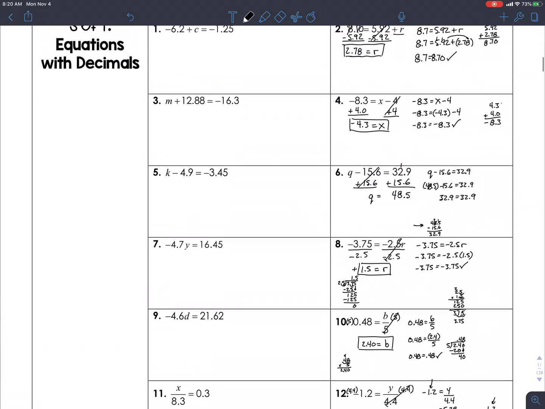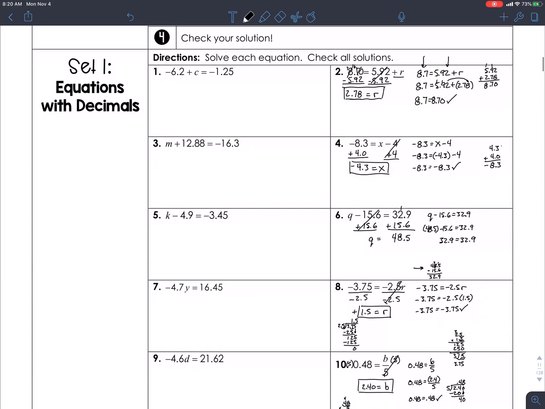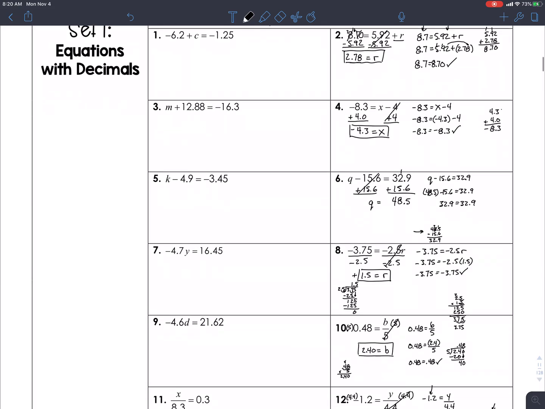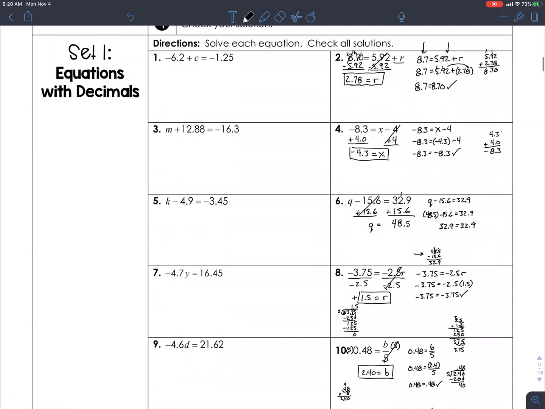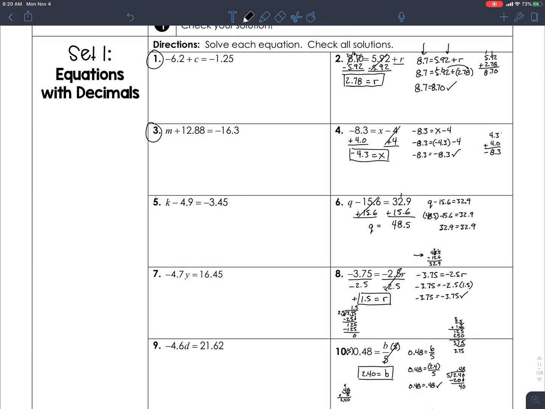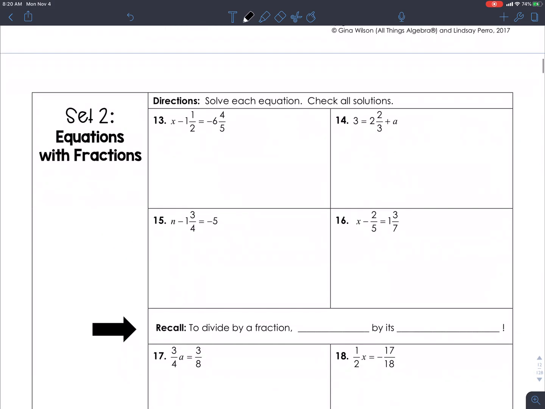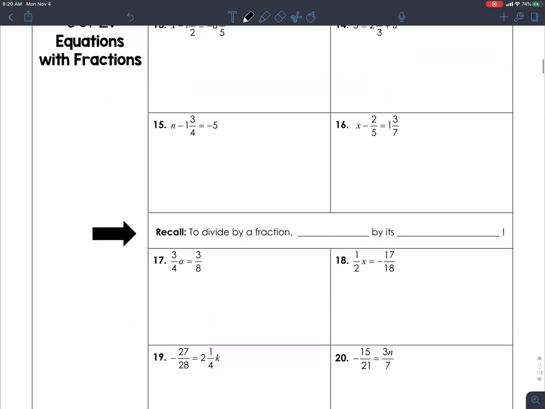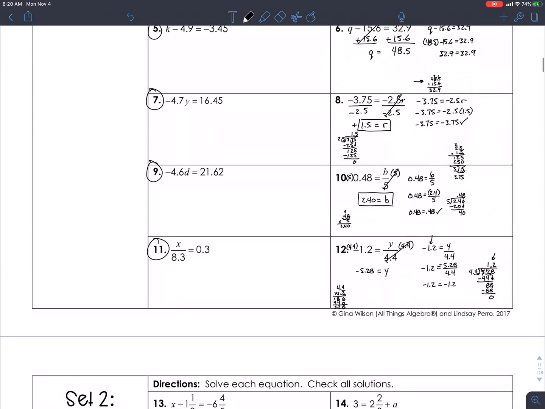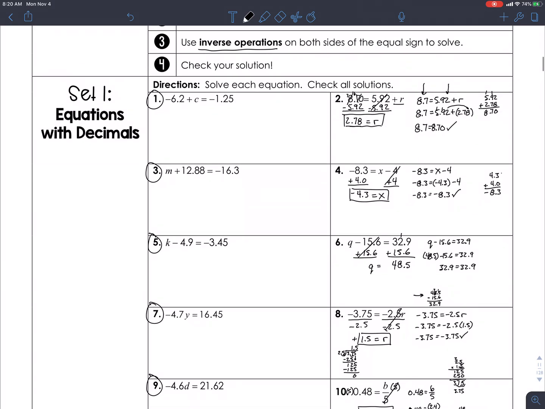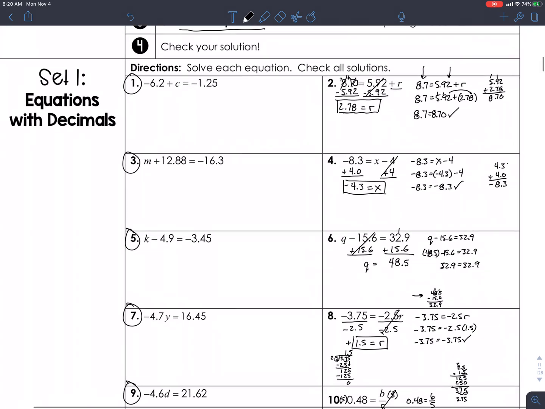Here's what I want you guys to do. Just do the odds on this sheet, okay? Just the odds on the front for now. So you need to do 1, 3, 5, 7, 9, and 11. Just worry about the ones on the front for now. Okay, so that will be your work for today. There is a homework sheet that you need to work on. You will do the odds on that. And once you are finished with that, then you may do Prodigy.